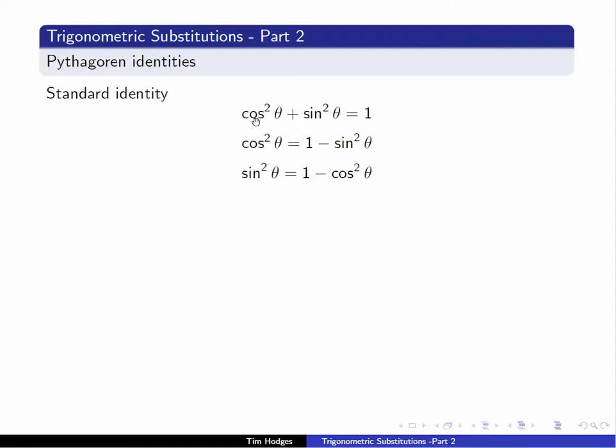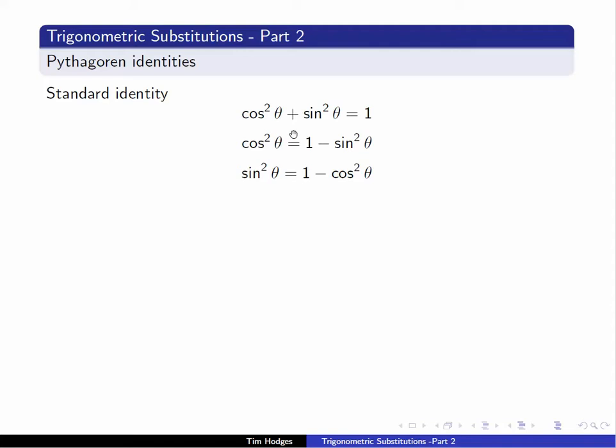So recall the standard Pythagorean identity is that cosine squared plus sine squared equals 1. And we can flip this around to get these two other familiar identities, that cosine squared is 1 minus sine squared and sine squared is 1 minus cosine squared.